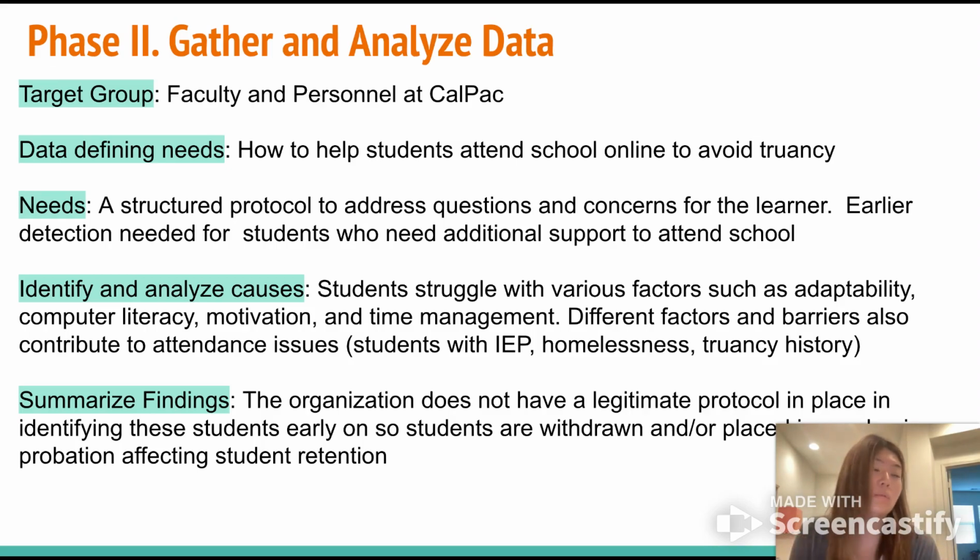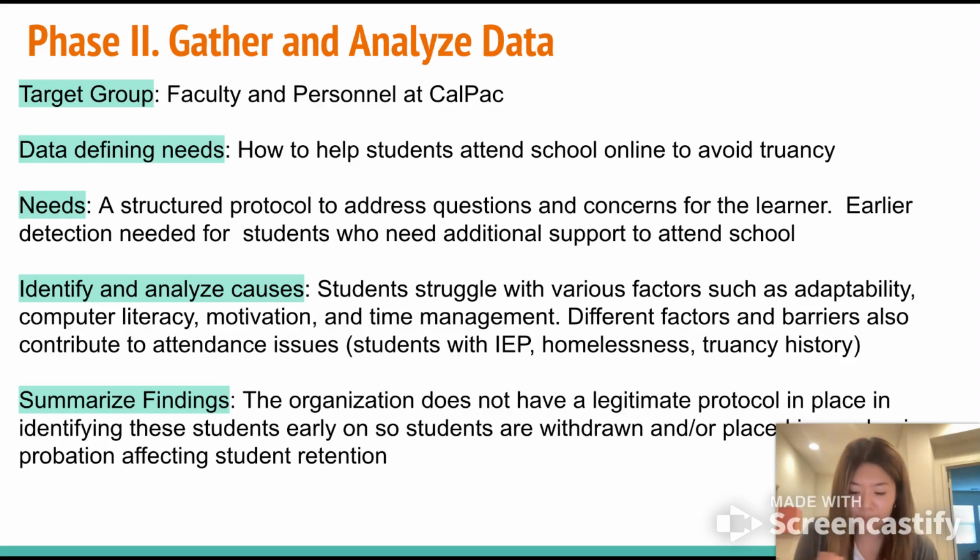So students struggle with various factors. I mean, usually with adaptability, computer literacy. That is one, but we did not see the different factors that these newly enrolled students came with, like other barriers that contribute to the attendance issues. For example, IEP, homelessness, a history of truancy. We did not see that closely enough. We just thought that they're not logging in.